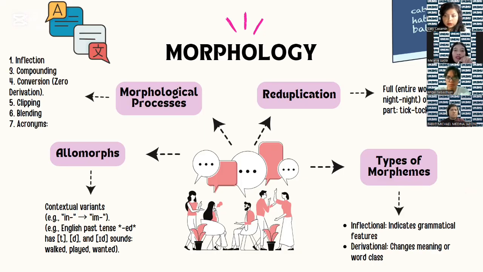Fusional languages have morphemes that merge into a single form, often including multiple grammatical features simultaneously. For example, amo, I love, the letter o being first person singular, present active.